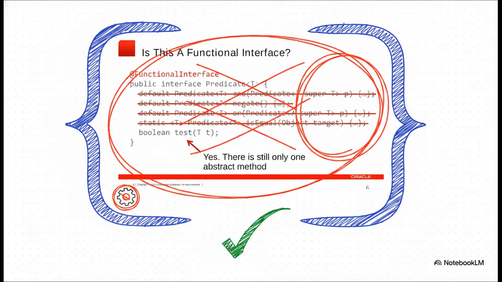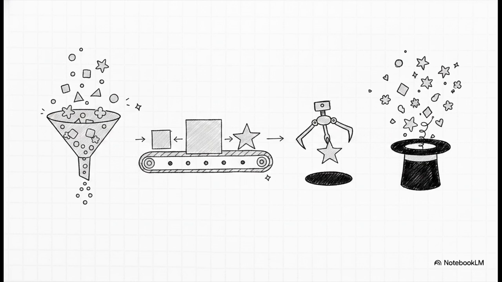Let's look closely at Predicate as an example. Even though you might see a bunch of default methods in there, remember our rule? It still strictly follows the single abstract method rule, because its only abstract method is the test method. You are going to see these big 4 everywhere in your day-to-day coding. You'll use Predicate inside filter methods to weed out data. You'll use Function inside map methods to transform items. You'll drop a Consumer into a forEach loop to print or process lists, and you'll use the Supplier whenever you need to lazily generate or get values.